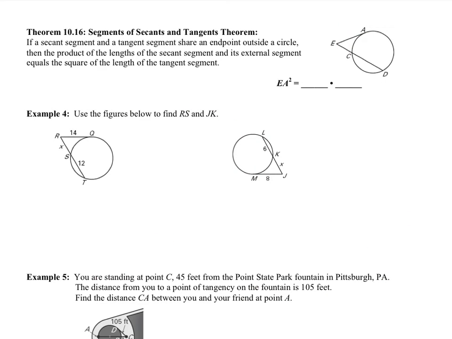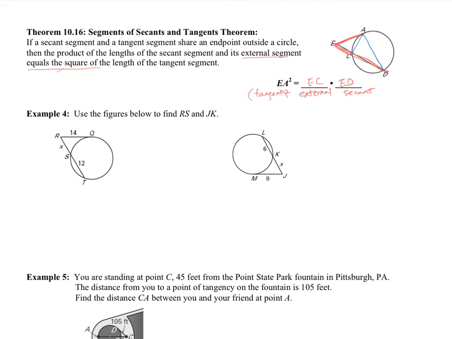Theorem 10.16, segments of secants and tangents theorem, states that if you have a secant segment such as ED and a tangent segment such as EA, and they share an endpoint outside a circle, then the product of the lengths of the secant segment, meaning ED here, and its external segment, EC, so the product of the secant segment and the external segment is equal to the square of the length of the tangent segment EA.